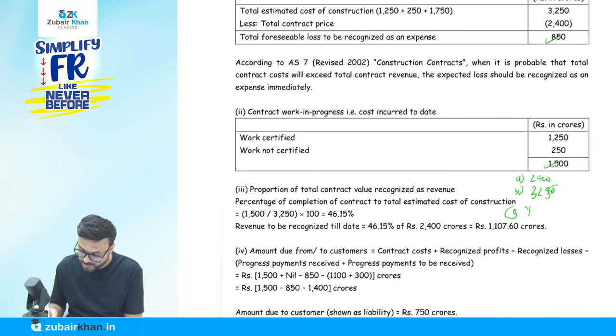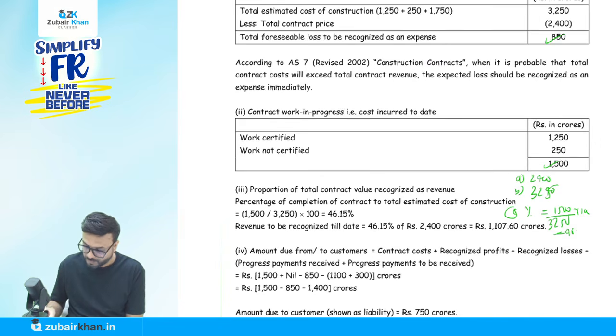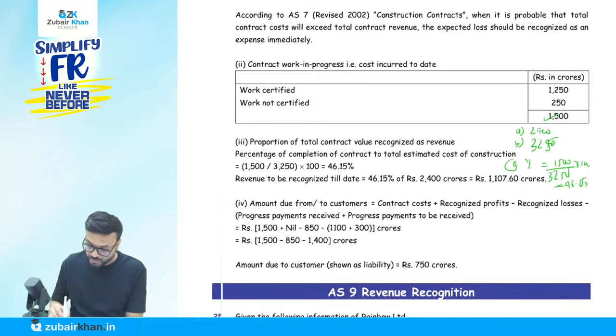Now point C, work that has been completed. How much cost have we incurred? 1,500. Total is 3,250. So 1,500 divided by 3,250 multiplied by 100 is 46.15%. So 2,400 multiplied by 46.15%, that much revenue we have to recognize.